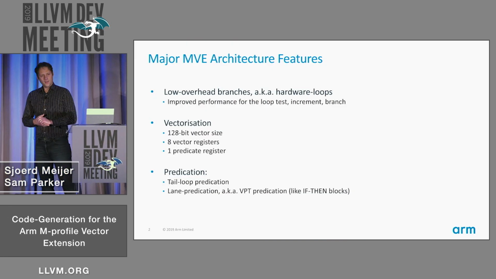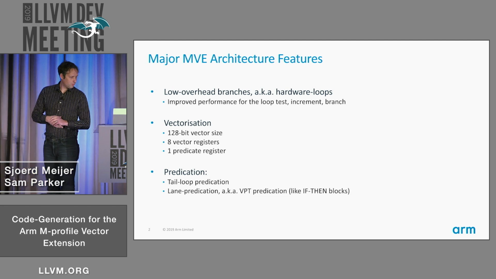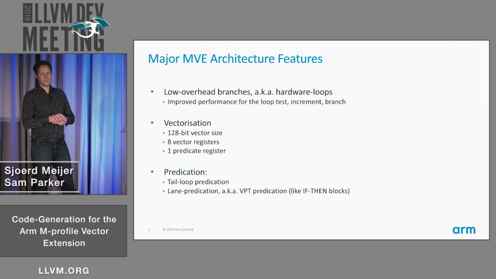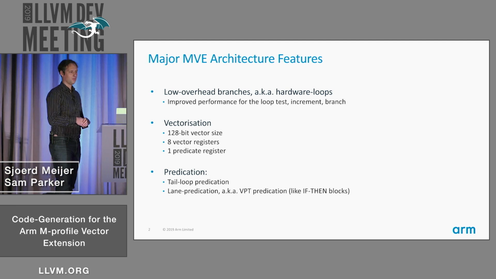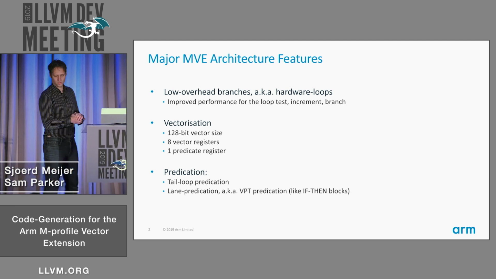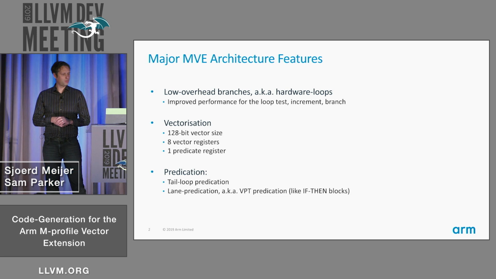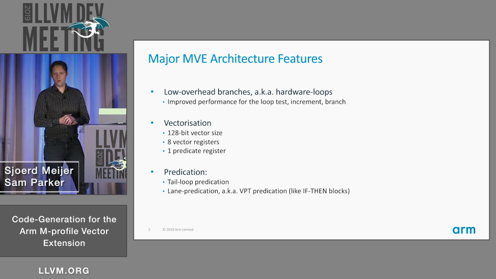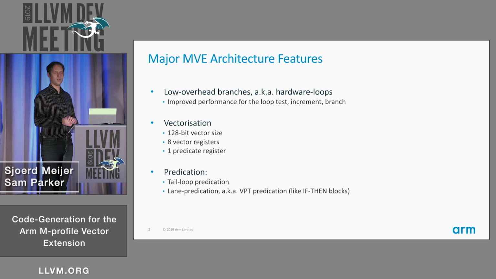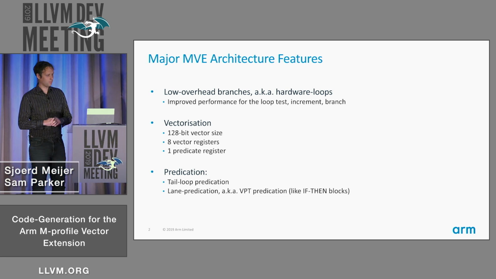So first, I want to very quickly highlight the new MVE architecture features. This is intentionally very, very light on details because I don't have time to explain them, but also we don't really need it for this talk. So I'll just very briefly touch on these new extensions. The first one is low overhead branches, also known as hardware loops. I will refer to them as hardware loops from now.